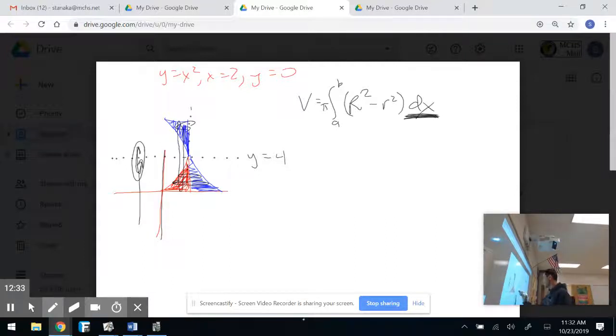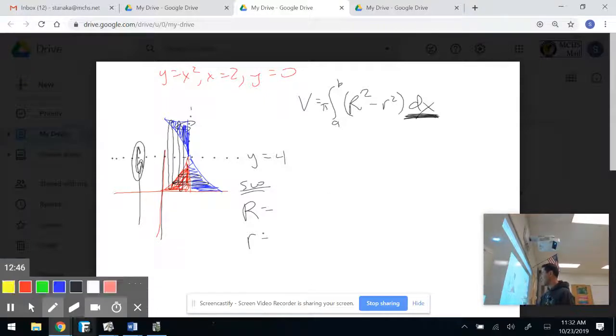Okay, so now I just have to do a little bit of side work and then I am good to go. What is capital R? What is little r? To know what capital R is, let's draw some capital R's. It just goes from the end to the end. That's the big one, right? That looks like a big disk to me. And if I look at that disk, I have to find the radius.